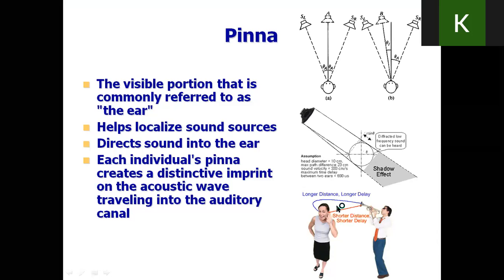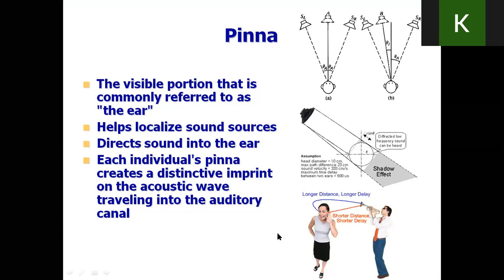It helps to localize the sound sources, and the ear pinna creates distinctive imprints on the acoustic wave traveling to the auditory canal. If a person is speaking from the right side, the right ear will catch the sound faster than the left ear. You can see in this picture. Okay, a longer distance is taken to travel. So ज्या बाजूने बोललं जातं त्या बाजूने कानाला लवकर ऐकू येते, because of distance.